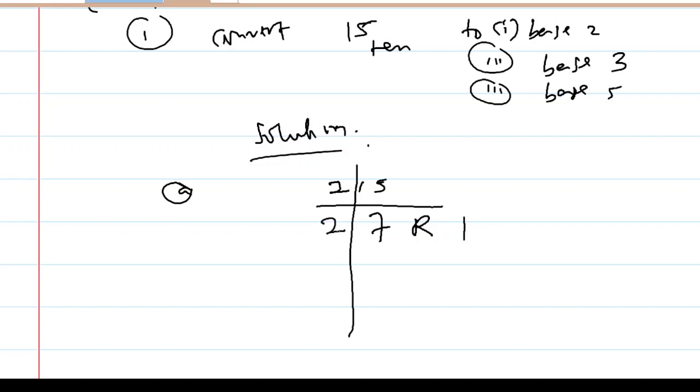Can 2 still go in 7 again? Yes. So how many 2 are we going to see in 7? That's 3. Remainder what? Remainder 1. Because you know in your multiplication table 2 times 3 is equal to 6. You are still going to have 1 left as remainder. Can 2 still go here again? How many 2 are we going to see in 3? That's 1. Remainder what? Remainder 1. Okay, now can 2 go in 1 again? It is impossible. That is 0. You put 0. Remainder what? Remainder 1.